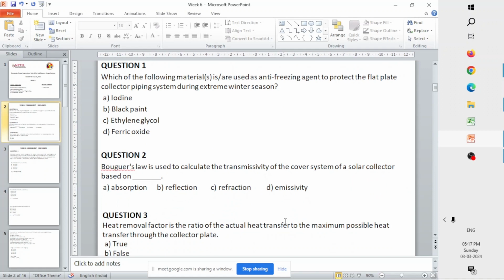So your emissivity will actually remain constant. The reflection and the refraction component you actually calculate using the tau r1 and tau r2, and the absorption of the solar radiation by your cover system you calculate using your Bouguer's law.